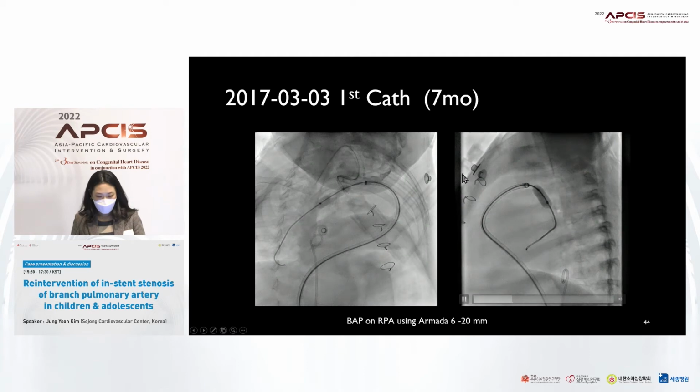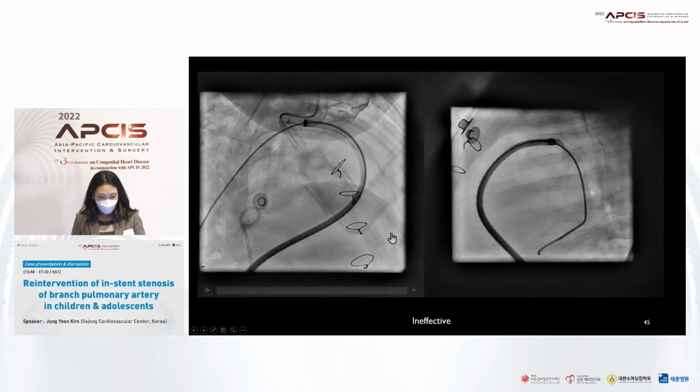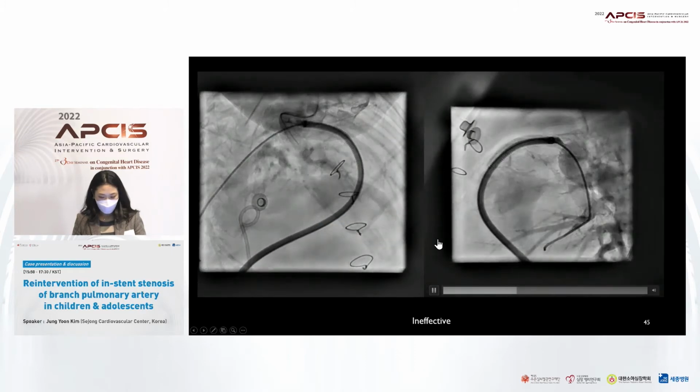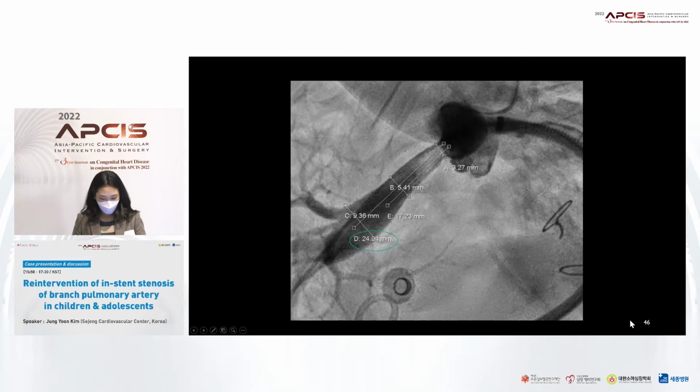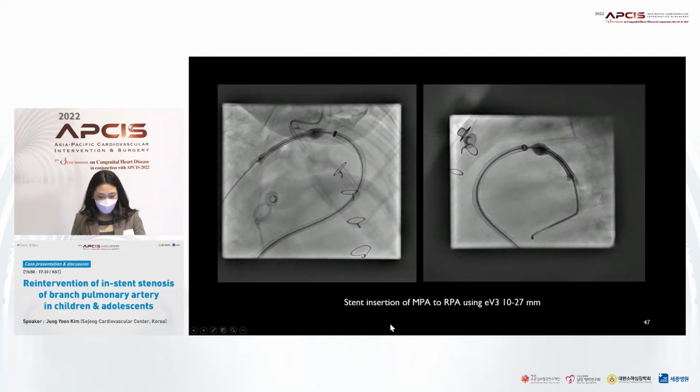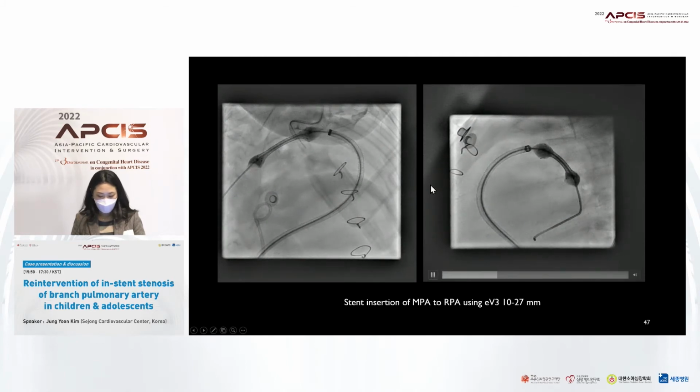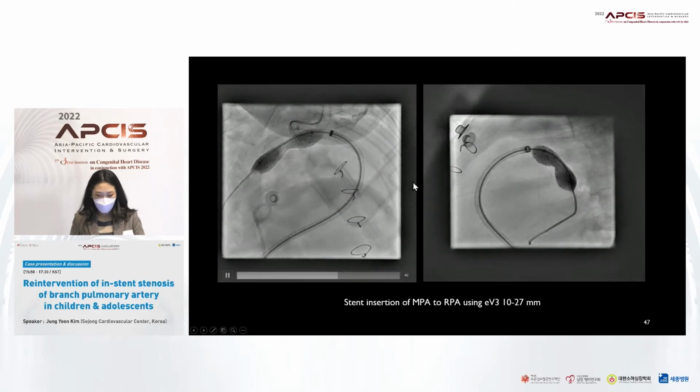At 7 months old, the first cath was performed. We did balloon angioplasty on the RPA with a 6 millimeter Armada balloon, and it was non-effective. We measured the size like this and planned the stent positions. Then we did stent insertion from MPA to RPA using an EV3 stent, 10 millimeter in size and 27 millimeter in length.